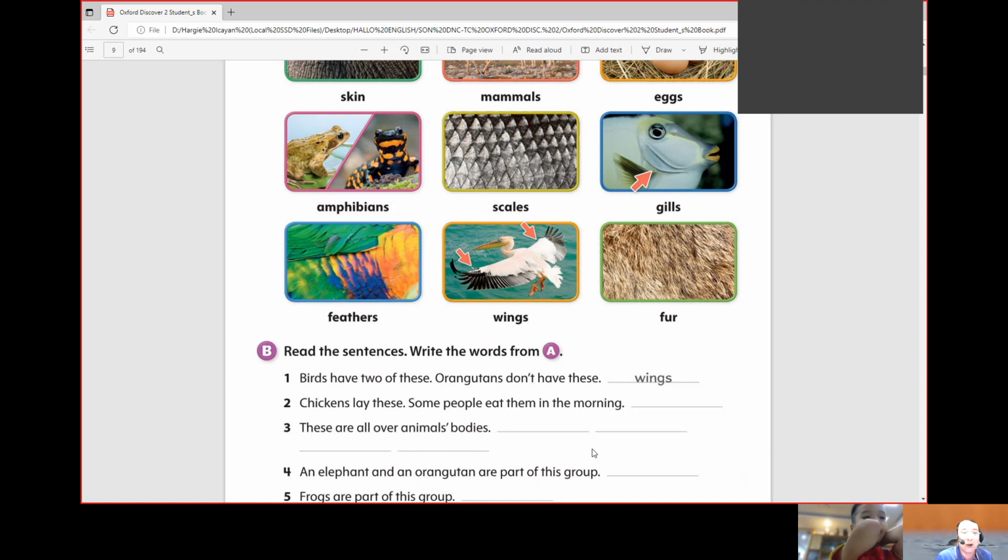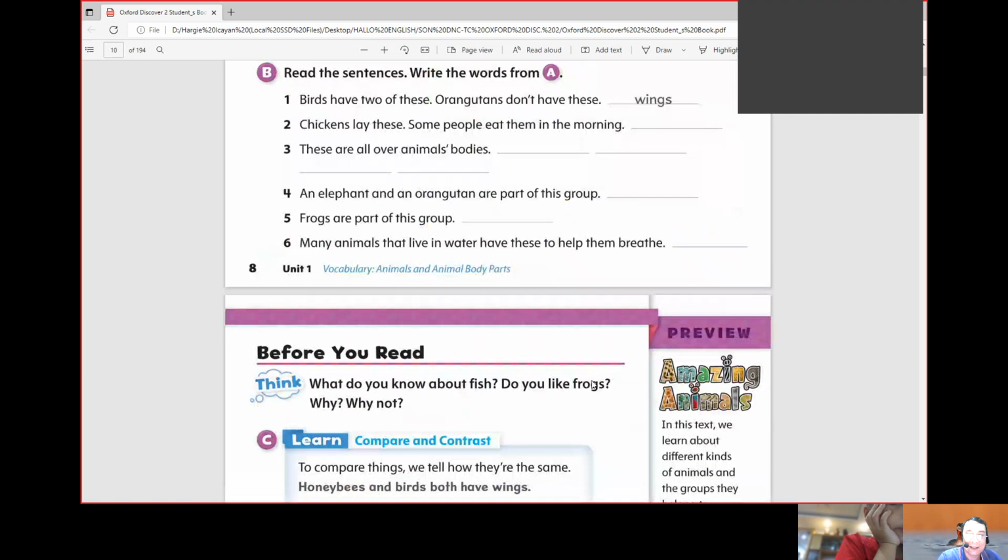Egg. Very good. These are all over animals' bodies. Feathers, skin, skull, and fur. And then aside from that, what about the fish? Scales. Very good. So in the animal bodies, we can say that they have scales, they have fur, they have skin, they have feathers, and they have also wings. Okay, so we're going to skip that one because I know you already knew it, right?